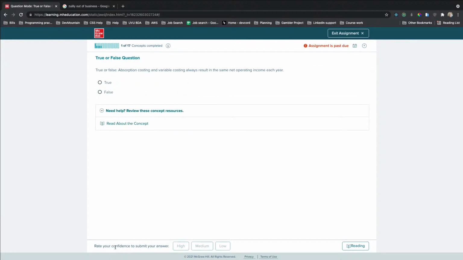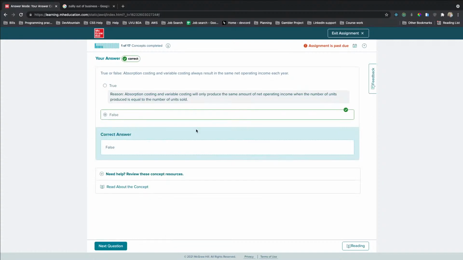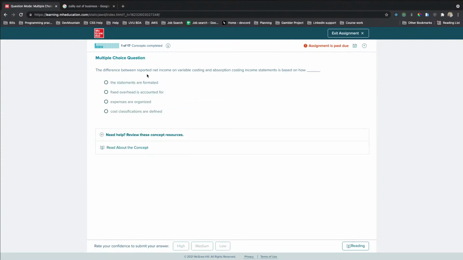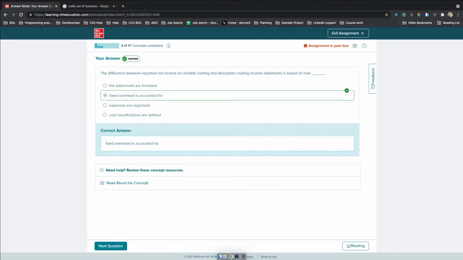True or false? Absorption costing and variable costing always result in the same net operating income. That is so wrong. Next question. The difference between reported net income on variable costing and absorption costing income is based on the statement's format, fixed overhead, expenses are organized, cost classifications are defined. It's fixed overhead.